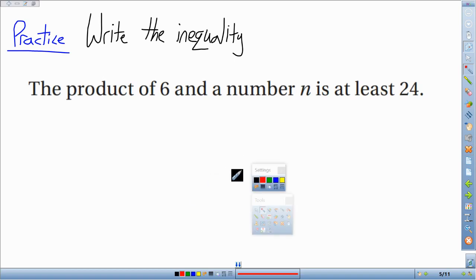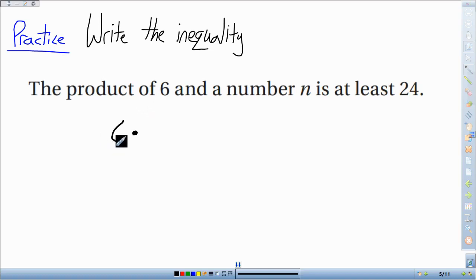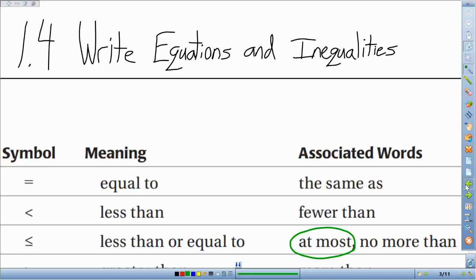Okay, so this is saying the product of 6 and the number n is at least 24. So it looks like with product, we're dealing with multiplication again, right? And what are we multiplying? It's saying 6 and the number n, and it's saying is at least 24. "Is at least." Hopefully when you did this on your own, you looked back up in your notes at the different ways to represent these words.